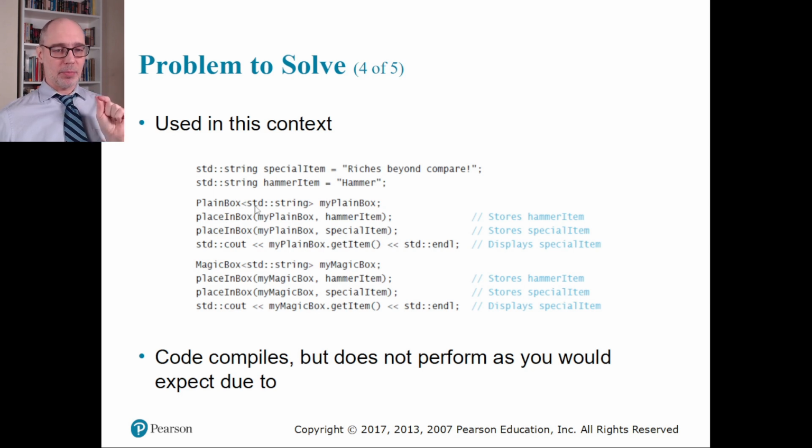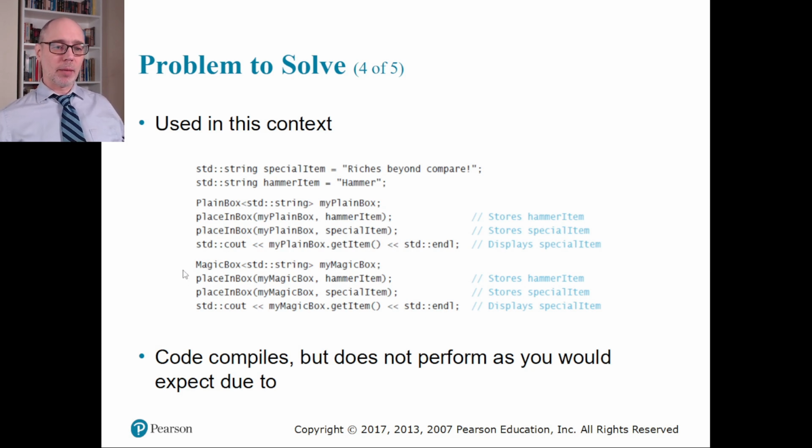So you make a plain box for a string called myPlainBox, and you call that placeInBox. You hand off myPlainBox with a hammer item, so it stores hammer in it first. Okay, you call placeInBox on myPlainBox with special item, so it stores special item second. And then when you call myPlainBox.getItem, you're going to see special item. You're going to see the second thing that you passed in that overrode the first thing. That's what you would expect.